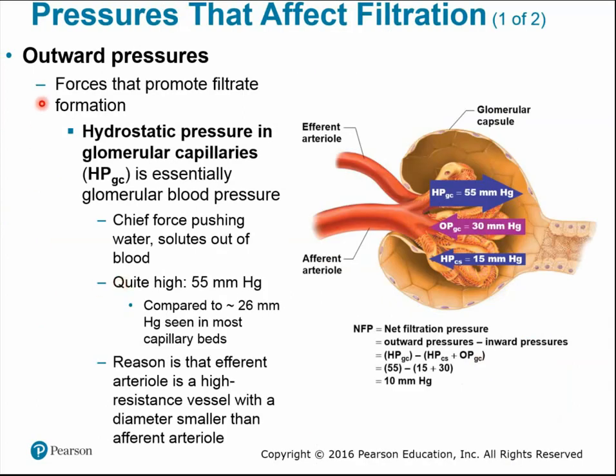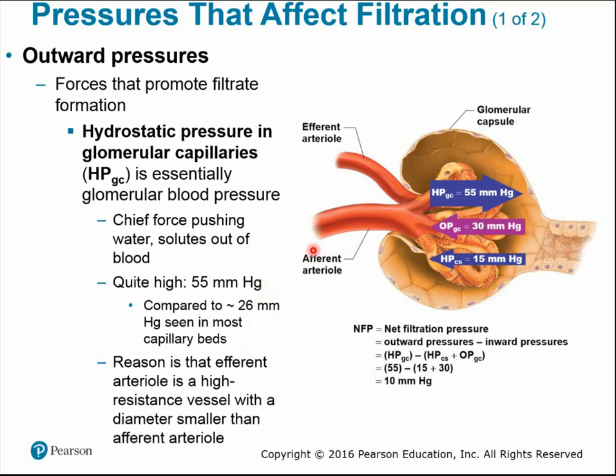Right. So the outward pressures that are influencing and promoting our filtrate formation would be the hydrostatic pressure in the glomerular capillaries. So it's essentially the blood pressure within this little ball of capillaries. Right. So that's going to be our primary force that's pushing these solutes and fluids out of the blood. And again, it's a fairly high pressure compared to our normal capillary beds. Like I said, we would want a low pressure in a typical capillary bed because the vessels are so small and delicate. But in the glomerulus, they're a little more sturdy and can handle a higher pressure.